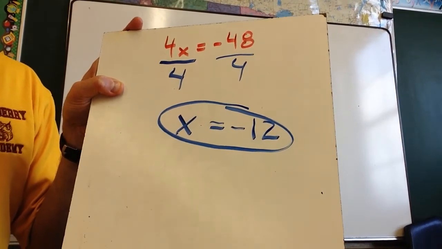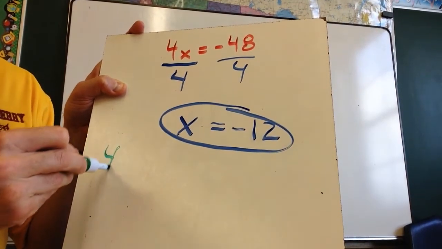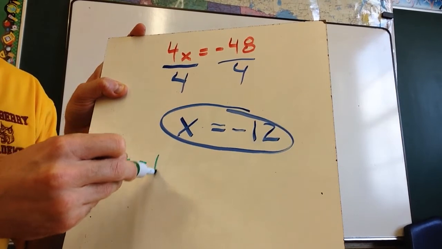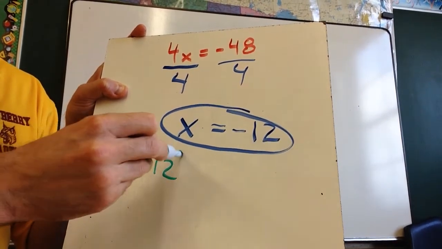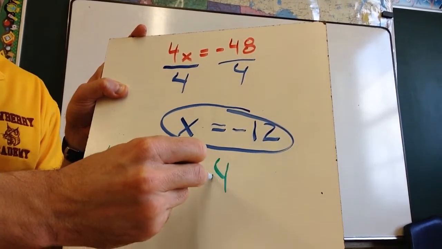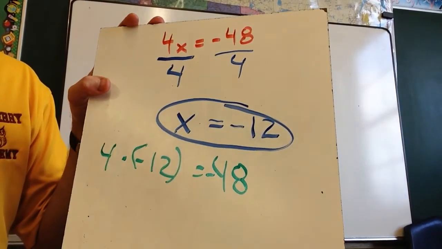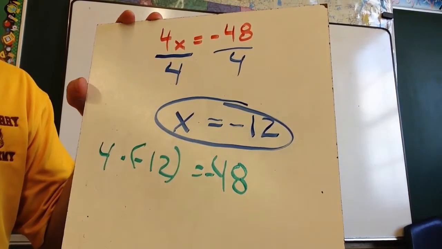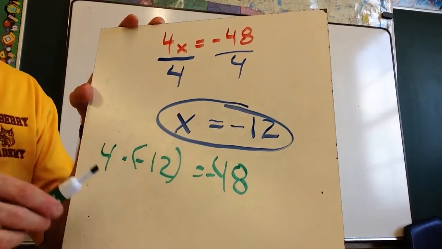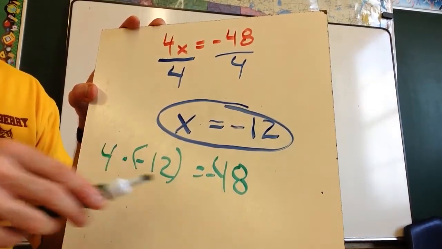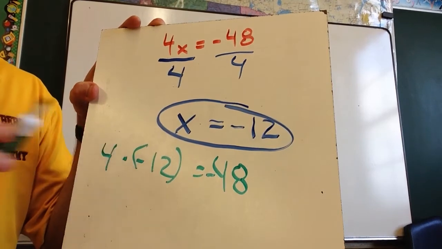Again, I can check my answer by going 4 times negative 12 equals negative 48. If this statement is true, then I'm correct. If it's false, then I'm incorrect, but 4 times negative 12 does, in fact, equal negative 48. So this is a correct answer.